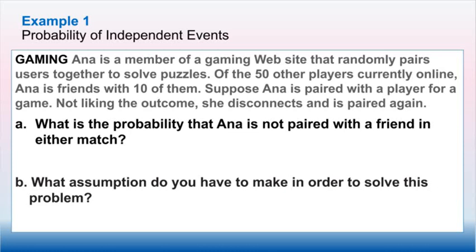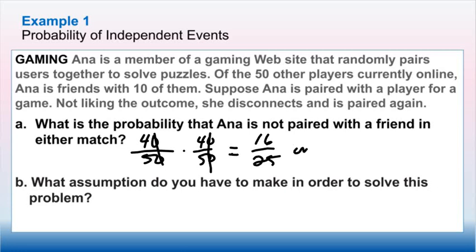So there are a total of 50 players, and she's friends with 10 of them. That means 40 of them are not her friends. So I take 40 out of 50 times 40 out of 50, because the probability of A is not a friend, and the probability of B is not a friend. If I multiply those, I can simplify by dividing by 10. So 4/5 times 4/5 is 16 out of 25. We can keep that as our probability, or as a percent, 16 divided by 25 would be 64%.